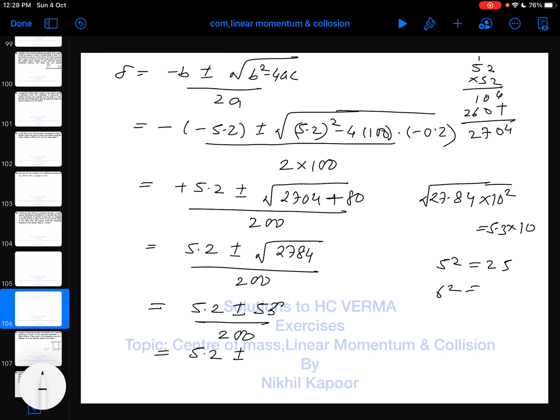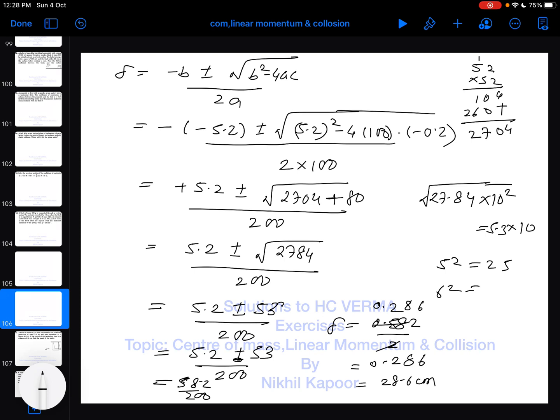So 5.2 plus 53 upon 200. So now let's add them. 53 plus 5.2 will be 58.2. So that comes out to be 58.2 upon 200. So the delta comes out to be 0.582 upon 2. 2 ones are 2, 2 2s are 4, and then 2 8s are 16 and 2 6s are 12. So that comes out to be 0.286. So delta comes out to be 28.6 centimeter. Okay, thank you.